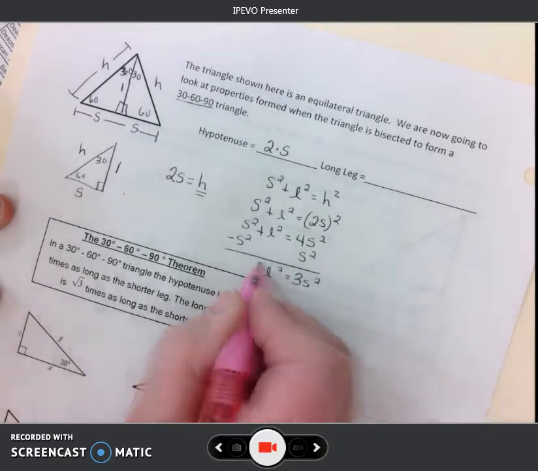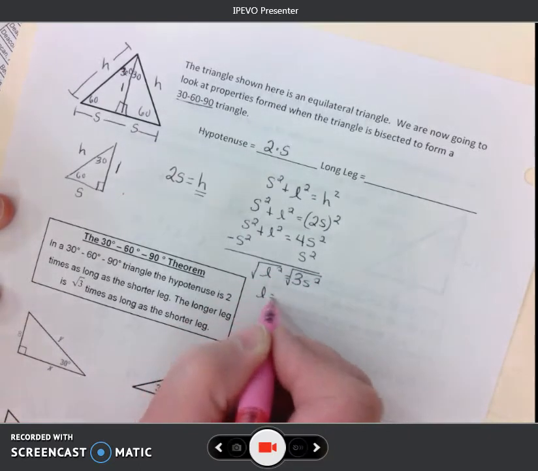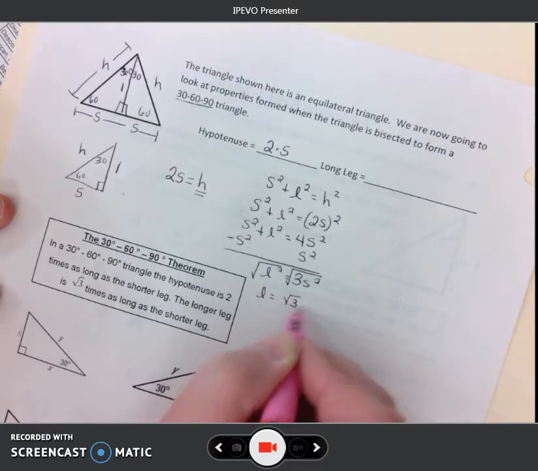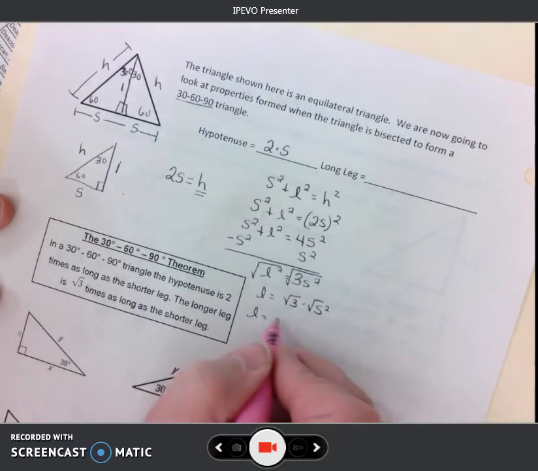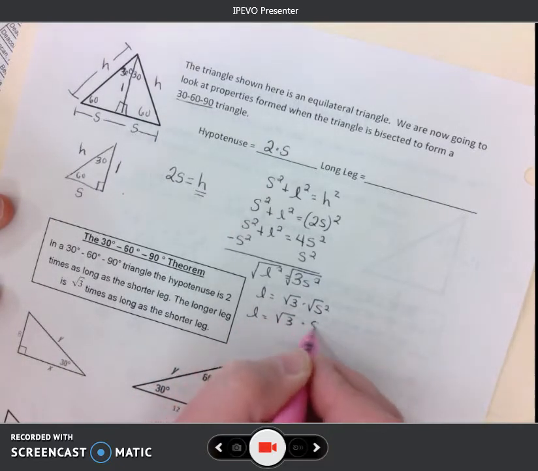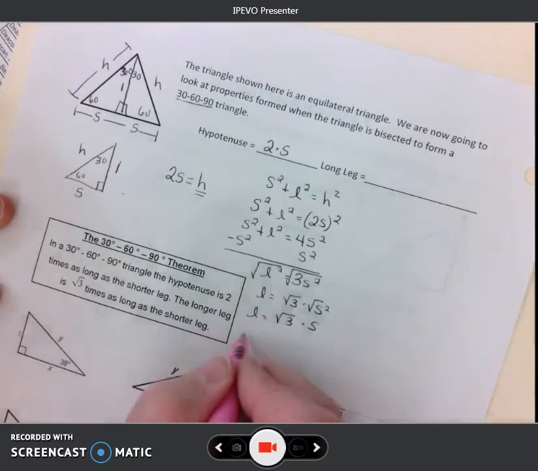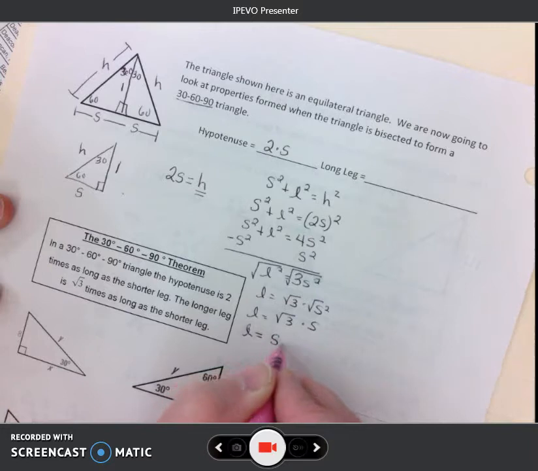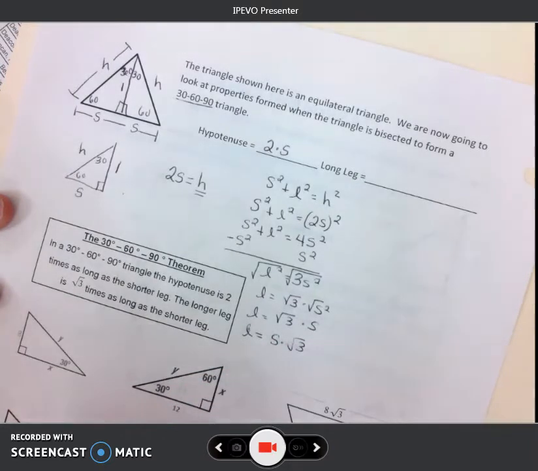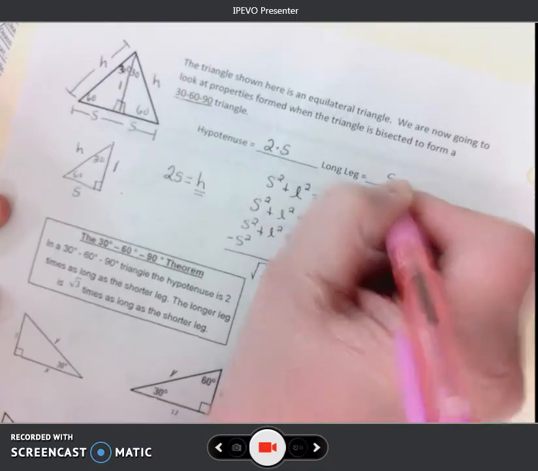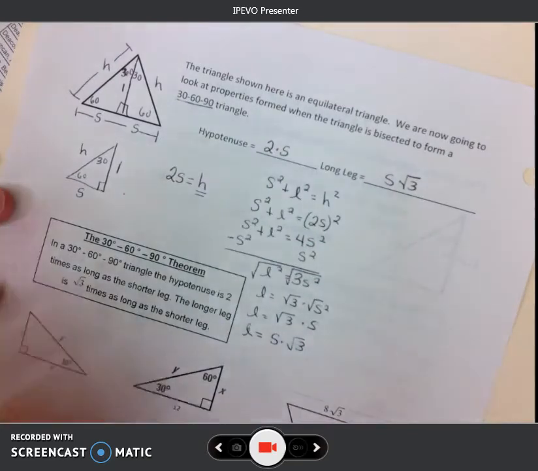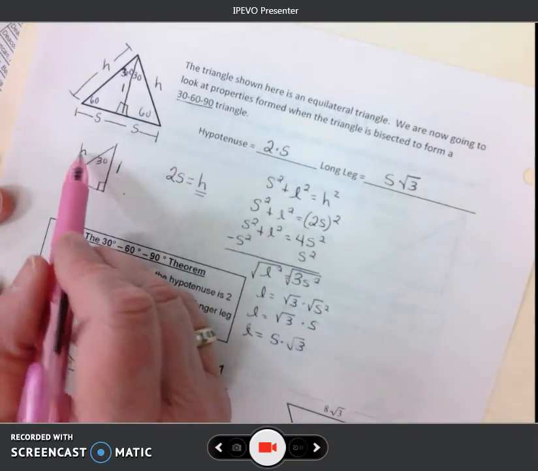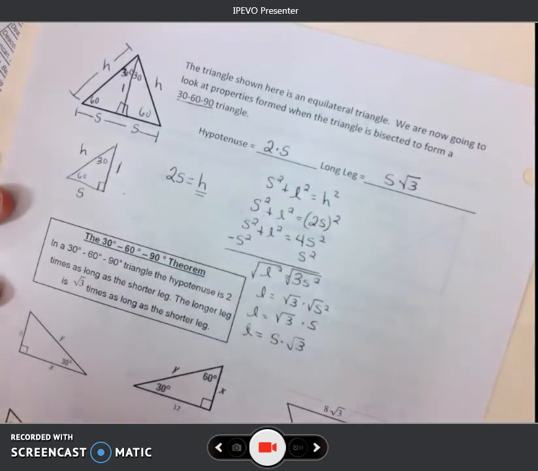Then I'm going to take the square root and get that L equals the square root of 3 times the square root of S squared, which would be the square root of 3 times S, or that the long leg is the short leg times the square root of 3. So our long leg is our short leg times the square root of 3. So again, if we keep in mind that if we're going from a short side to a long side, we're going to multiply, and from a long side to a short side, we're going to divide.